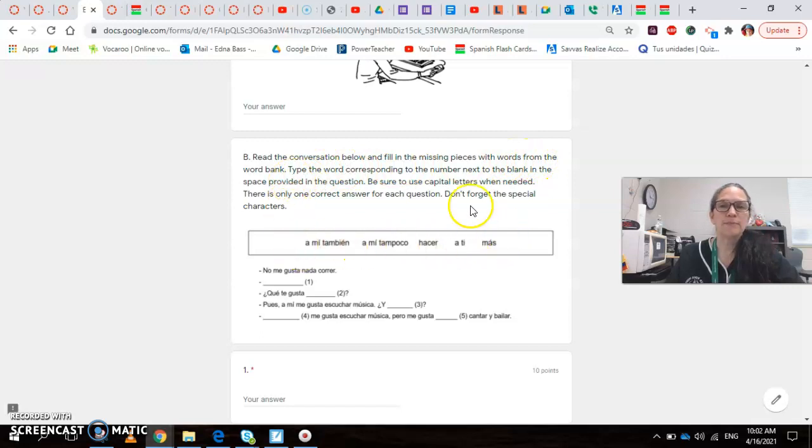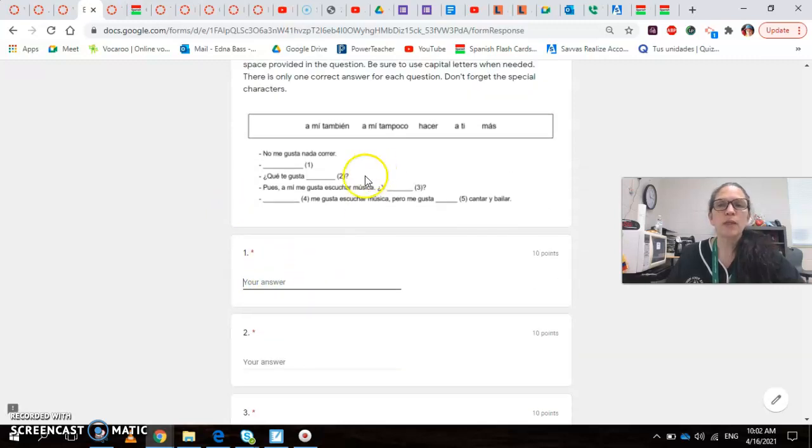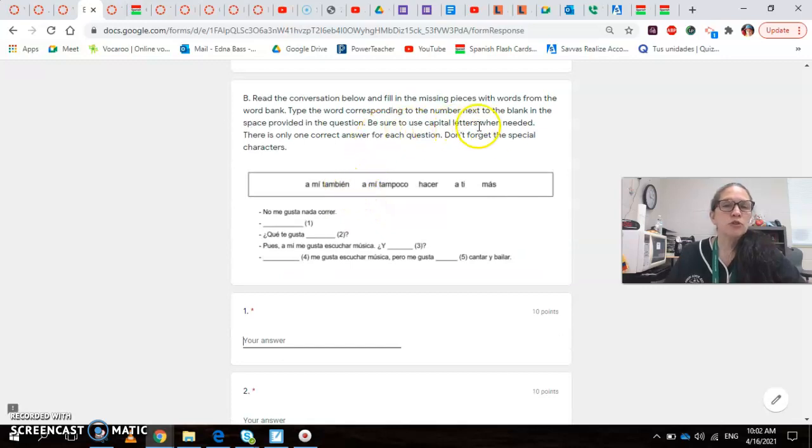Here's your word bank. Type the word corresponding to the number next to the blank in the space provided in the question. This is the question. Be sure to use capital letters when needed. So in this case, you need to judge. Do I need a capital? Do I need a period? What do I need? There is only one correct answer for each question.